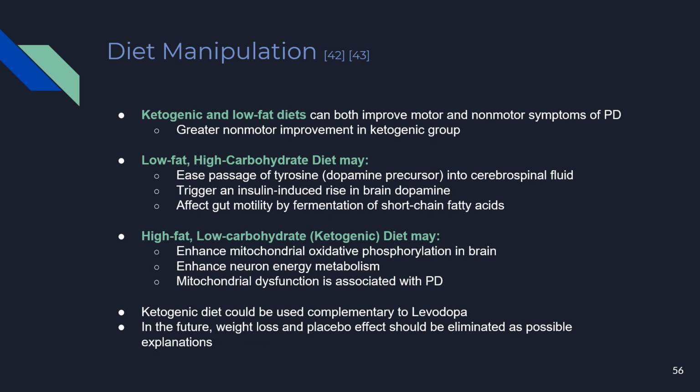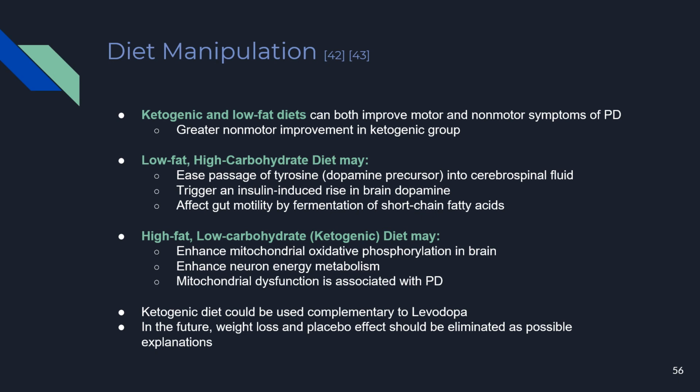However, newer areas of research have focused on adjusting the diet of patients with Parkinson's disease. It was recently found that both a low-fat, high-carbohydrate diet and a high-fat, low-carb ketogenic diet can improve symptoms of Parkinson's disease, though the ketogenic diet resulted in a greater improvement in non-motor symptoms. The low-fat, high-carb diet can increase the amount of dopamine in the brain through 2 mechanisms, and we've seen several times that dopamine is a key element of Parkinson's disease.